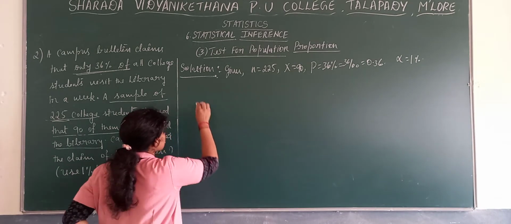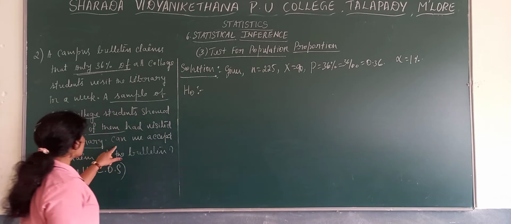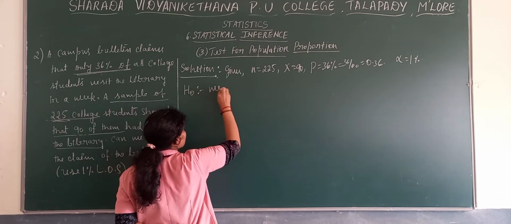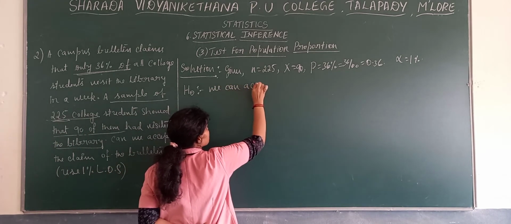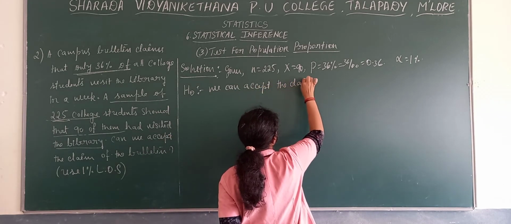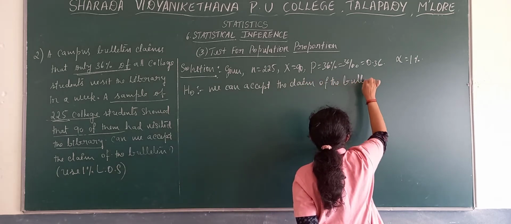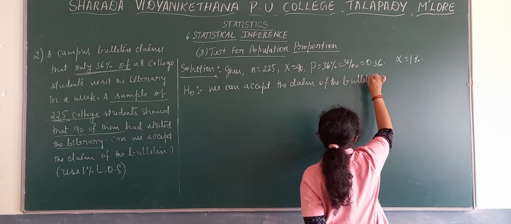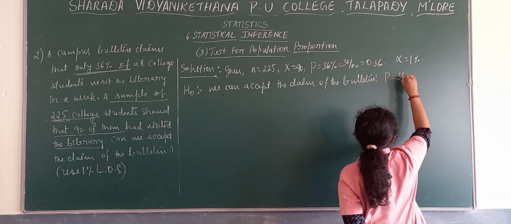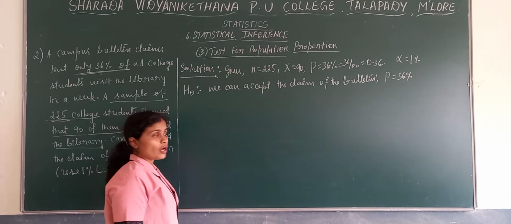Now next we will write the null hypothesis. What is the question here? Can we accept the claim of the bulletin? Now we need to write: we can accept the claim of the bulletin, and we consider p is equal to 36%, or 0.36.